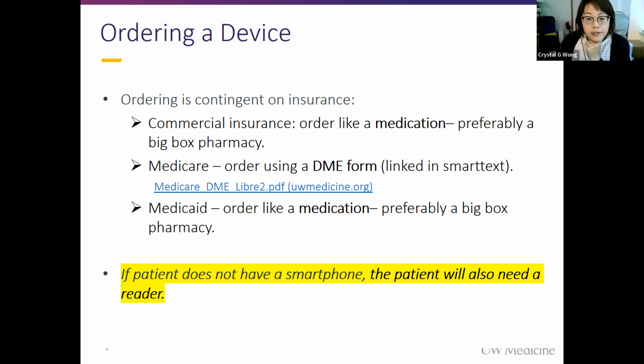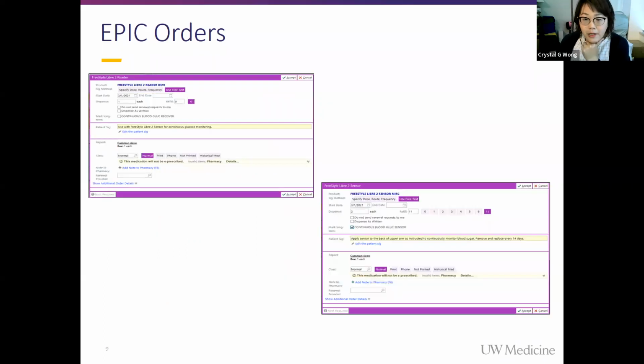All right, so here's what the Epic orders look like. The upper left corner, very small, is the reader. If your patient doesn't have a smartphone, you have to do that. It kind of looks like a glucometer. And the bottom one is sensors. Again, I usually do 2, maybe with 2 refills. You can do more if you think the patient is going to use it long term.